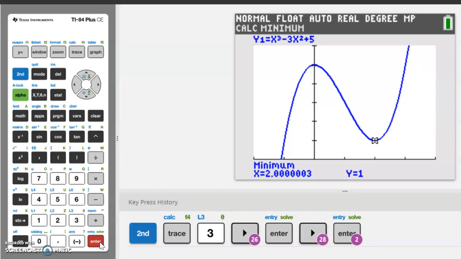So your x value is going to be a positive 2. Your y value would be a positive 1. And that should match up with the answers that we had on the earlier portion of the question.